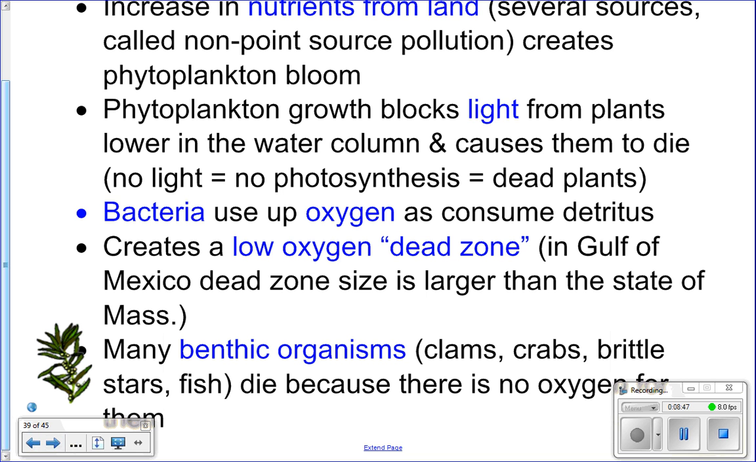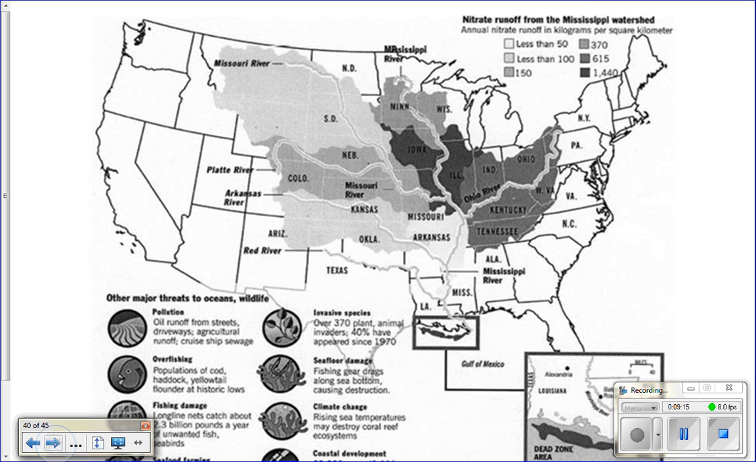And so you get this low oxygen dead zone, and so you get all sorts of animals that can't live there. Some of the types of things that can't live there anymore would be clams and fish, because there's no oxygen for them to breathe. So big problem if you get eutrophication. Eutrophication can also occur in other areas in the ocean, like on coral reefs, which we'll talk about when we talk about coral and coral reefs.